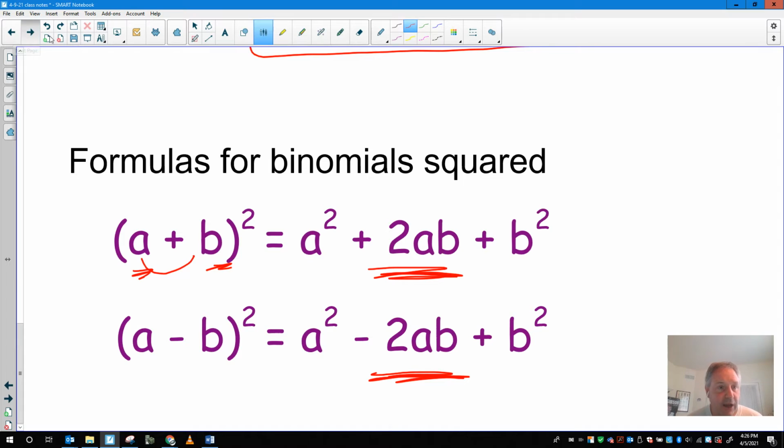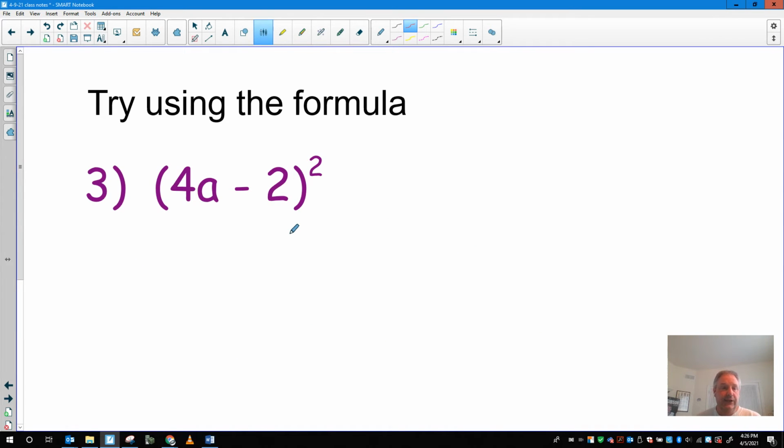But all right, so let's use the formula to do number 3. I'll give you a second to write that. So the formula says, okay, I'm just going to square the first term. I'm going to square the last term. I'm going to write this over here. I know it's always plus.